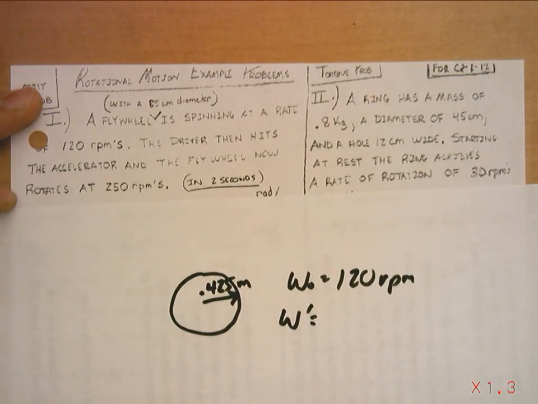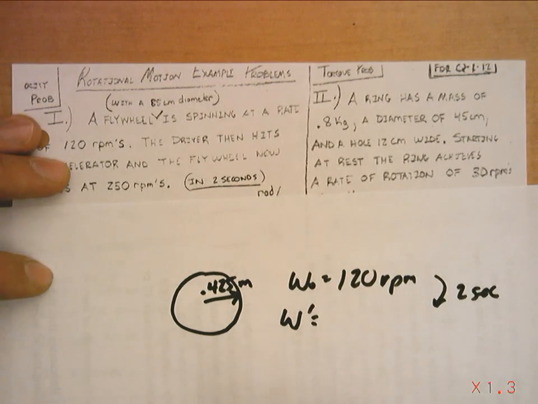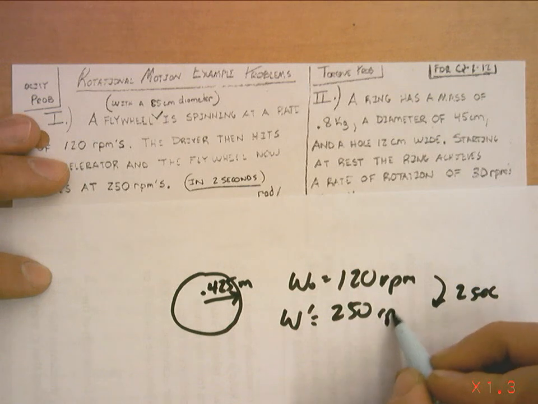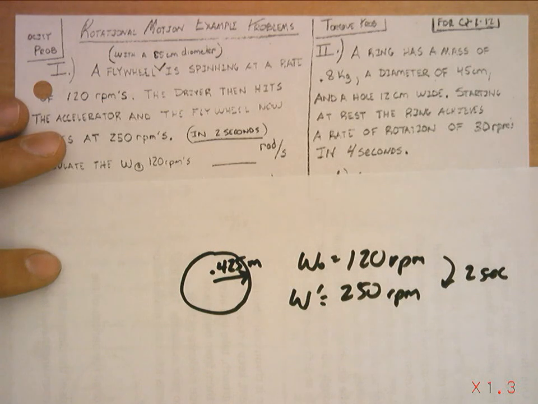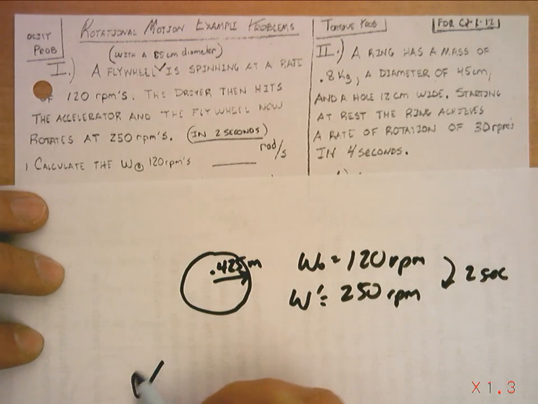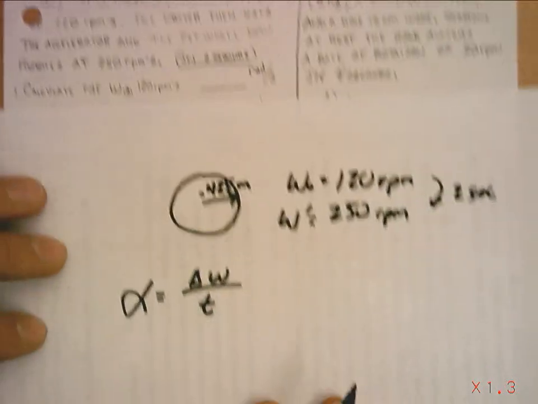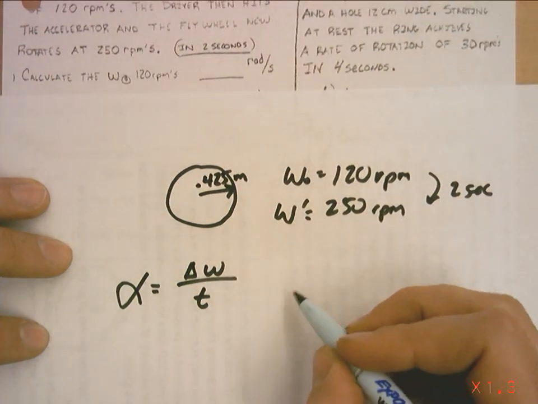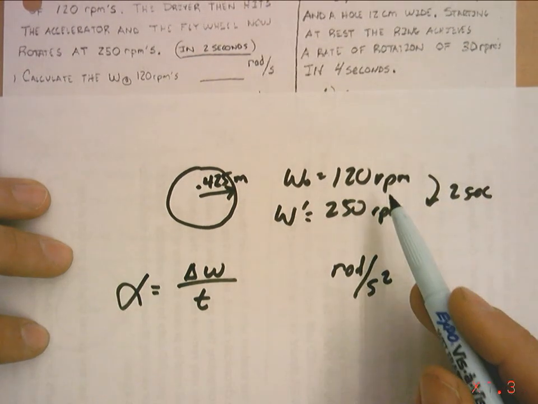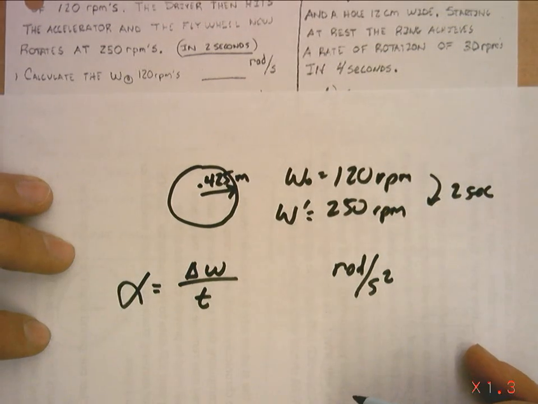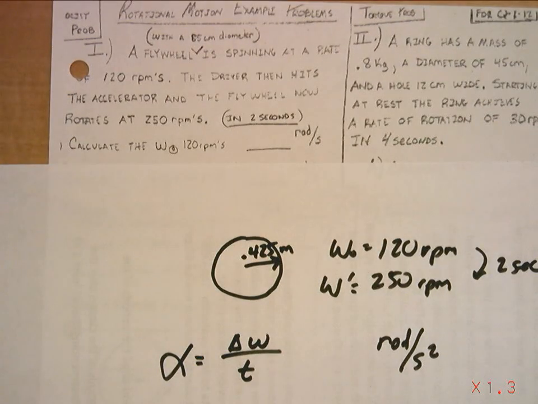So he hits the accelerator, and within a 2-second time period, he's going to step it up to 250 RPM. So the question is, what do we do? So we're after alpha, and alpha is a change in W over T. Now the units for alpha have to be radians per second squared. So true, RPMs are an example of angular velocity, but it's not really the way we want to work with it.